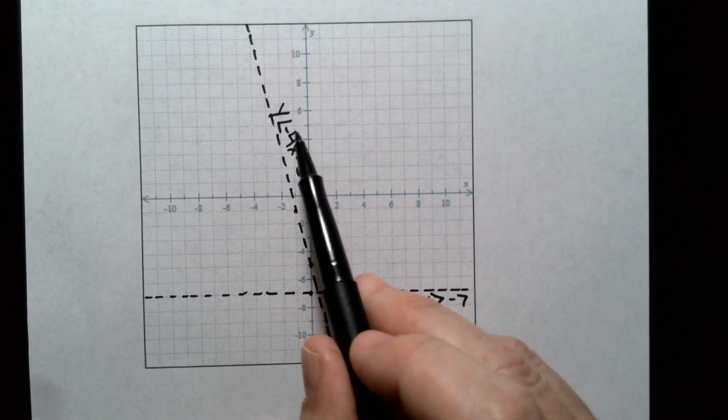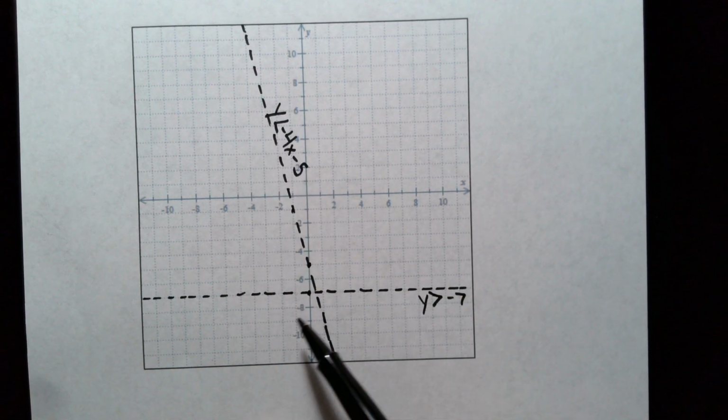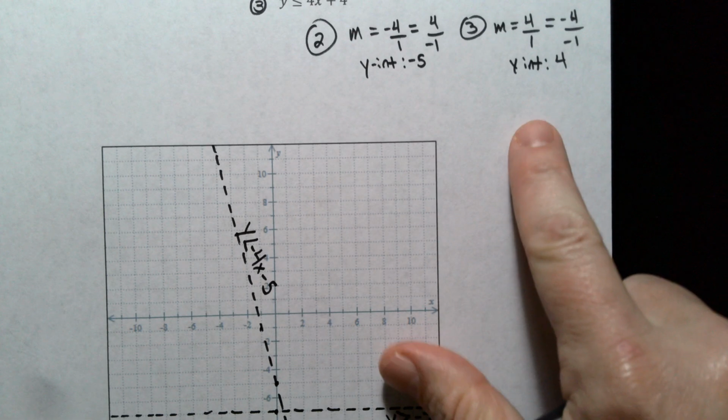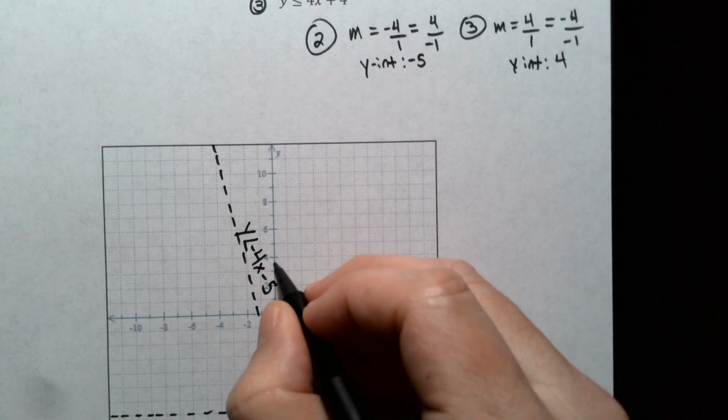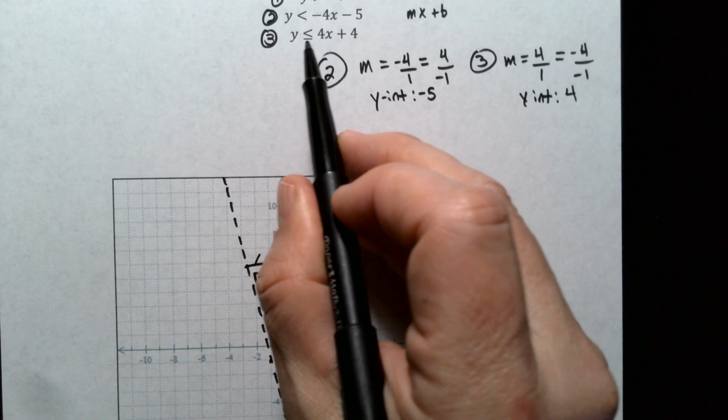Okay, there's that dotted line, and I labeled it here. So y is less than -4x minus 5, which means below. So above this dotted line, below that dotted line. Let's see what the third graph looks like. So we've got a y-intercept of 4 this time. So I go to 4. Put a dot. Keep in mind this is going to be a solid line because of this equal to.